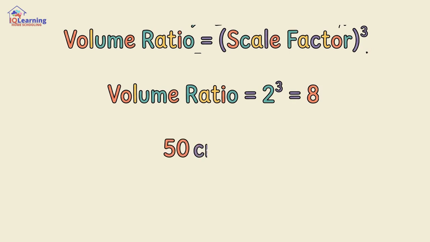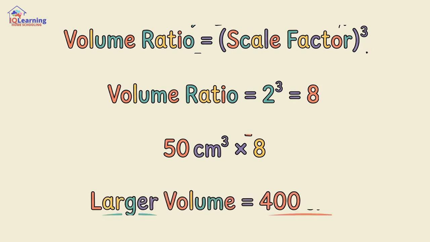Now solve the problem. Smaller volume equals 50 cubic centimeters. Multiply by 8. 50 times 8 equals 400. So the larger volume is 400 cubic centimeters.